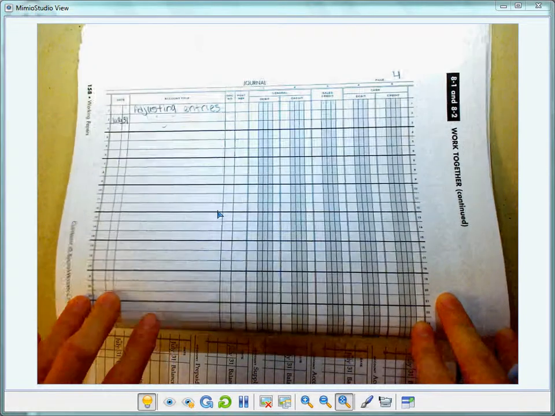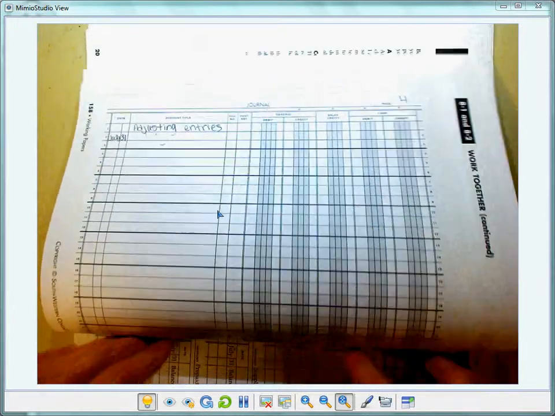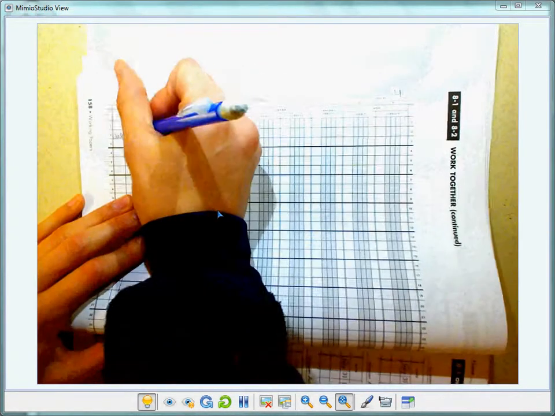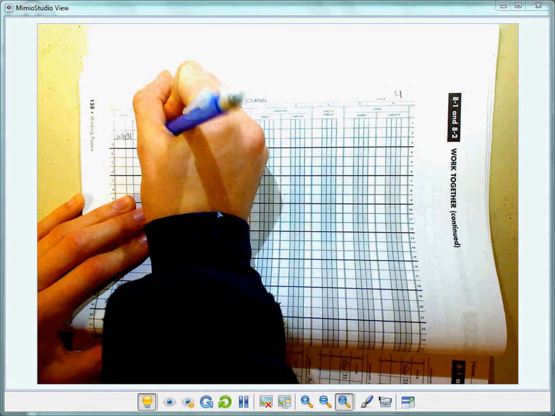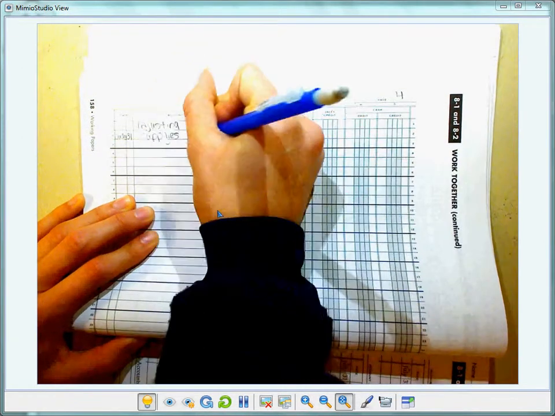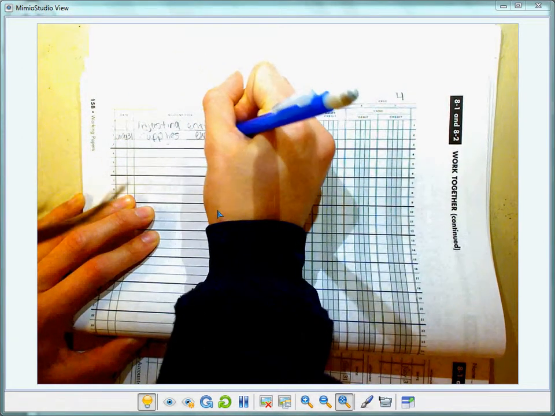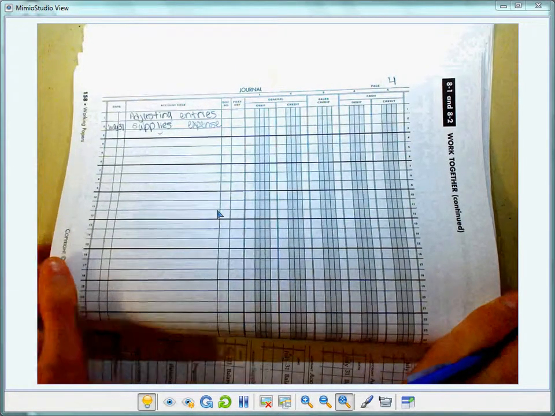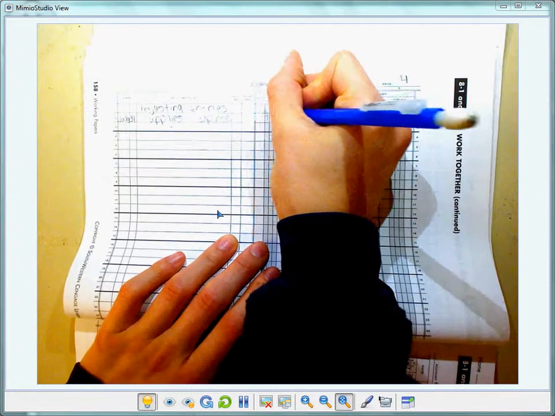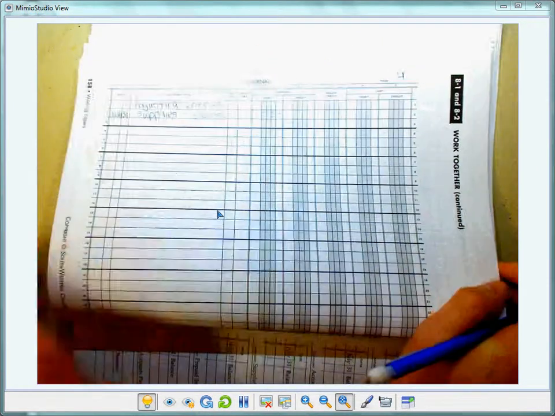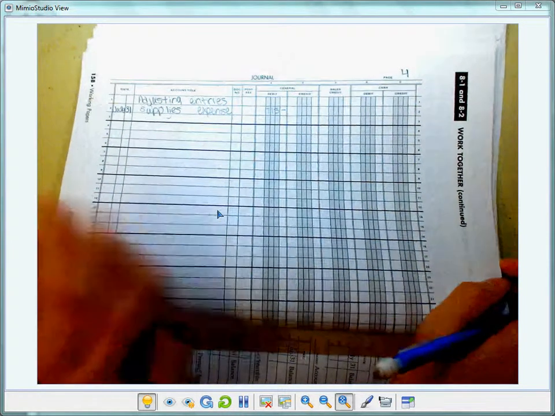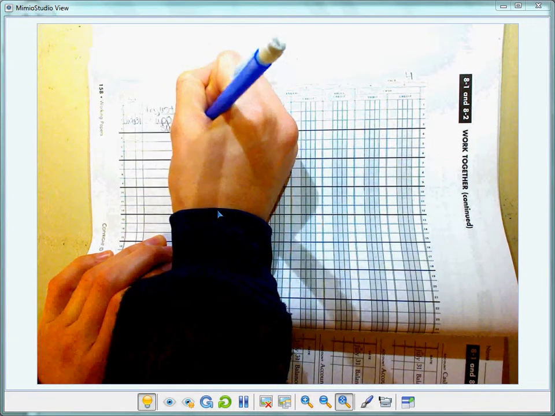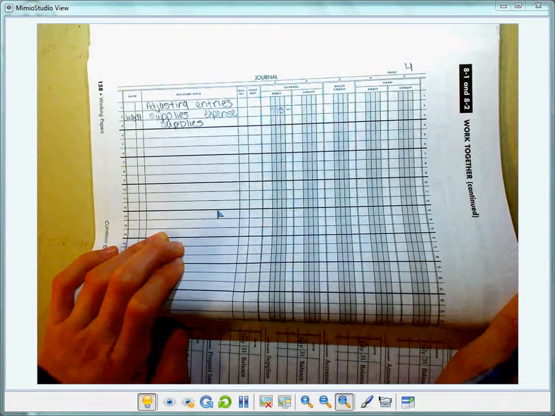Okay, and then we said we had supplies expense and supplies. So supplies expense is a debit, so it's going to be our first account title there. So supplies expense. It's a debit amount of $713. And then our next line is supplies. It's a credit amount of $713.